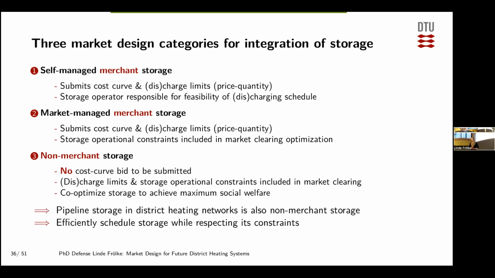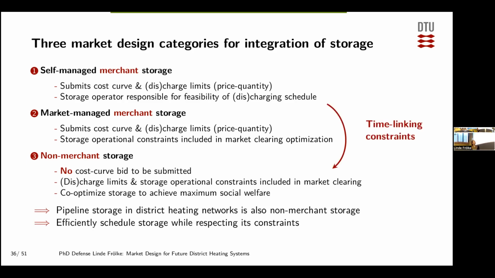This last non-merchant storage formulation is especially relevant for the heating system, because the pipeline storage in district heating networks can actually be considered as non-merchant storage. And that would appear in certain types of network-aware heat market designs. So it links back to the previous research direction. But also for just storage devices, it is an attractive formulation to efficiently integrate storage while respecting its operational constraints.